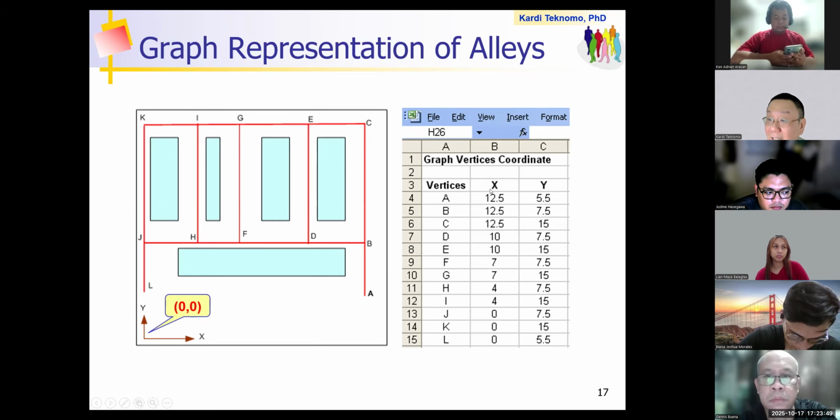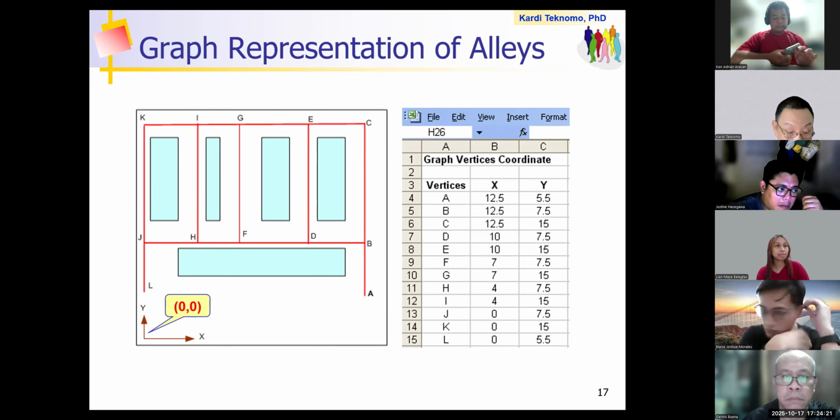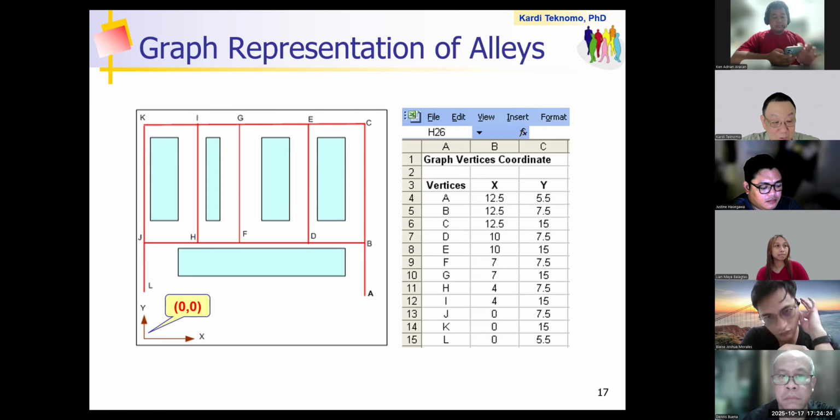Based on this coordinate system, now I can measure, so that I can draw this. So I can put A here at 12.5, 5.5. B here is 12.5, 7.5. This is the real measurement in actual meters. So 5.5 is 5.5 meters from this 0, 0, and 12.5 is 12.5 meters from this 0, 0. Is that okay? Yeah, you can measure using a measuring tape, right? Up to here, is it clear or not?